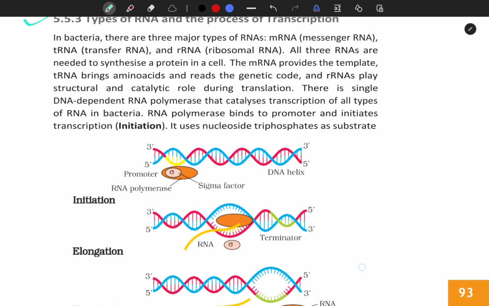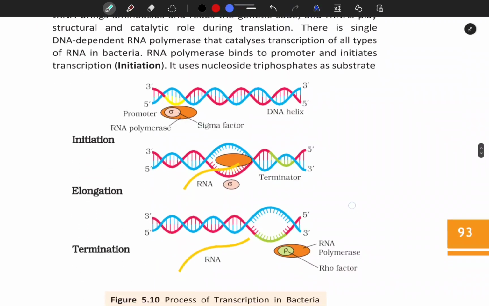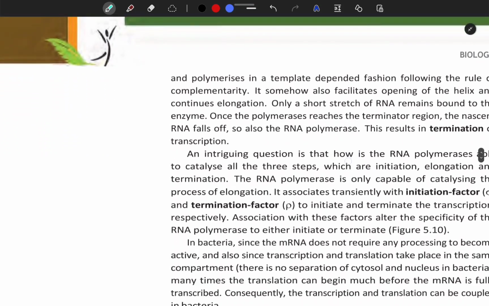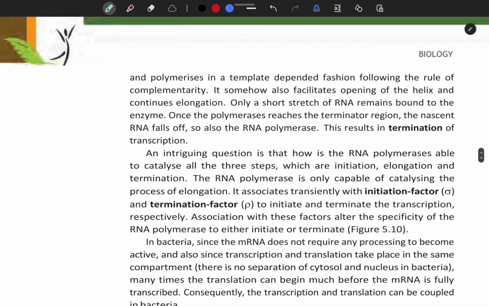RNA polymerase binds to the promoter and initiates transcription, that is initiation. It uses nucleoside triphosphates as substrate and polymerises in a template-dependent fashion following the rule of complementarity. It somehow also facilitates opening of the helix and continuous elongation. Only a short stretch of RNA remains bound to the enzyme. Once the polymerase reaches the terminator region, the nascent RNA falls off, and so does the RNA polymerase. This results in termination of transcription.